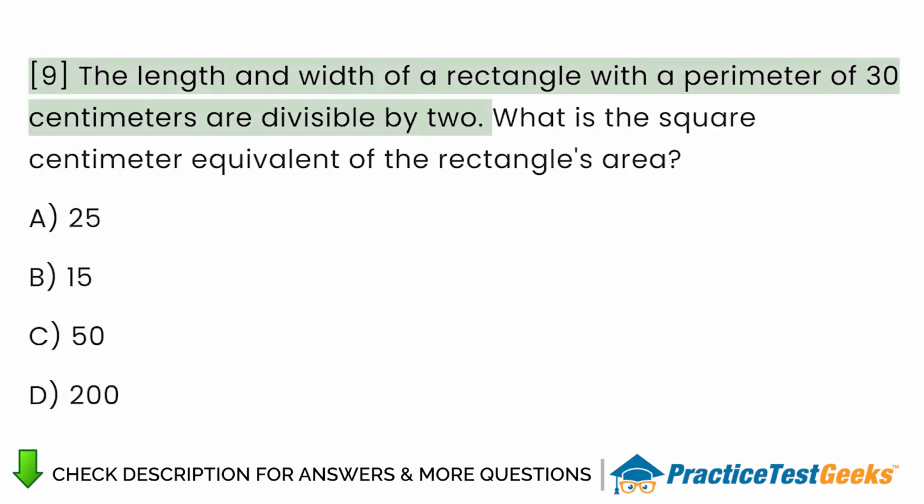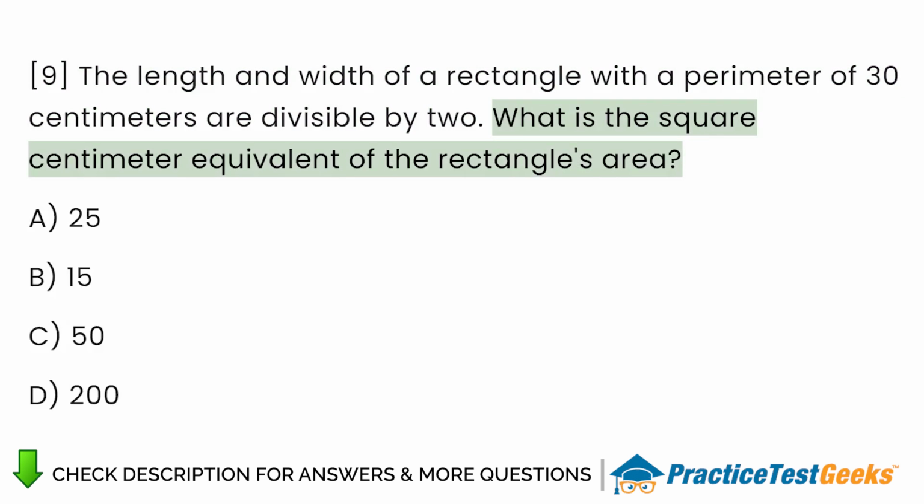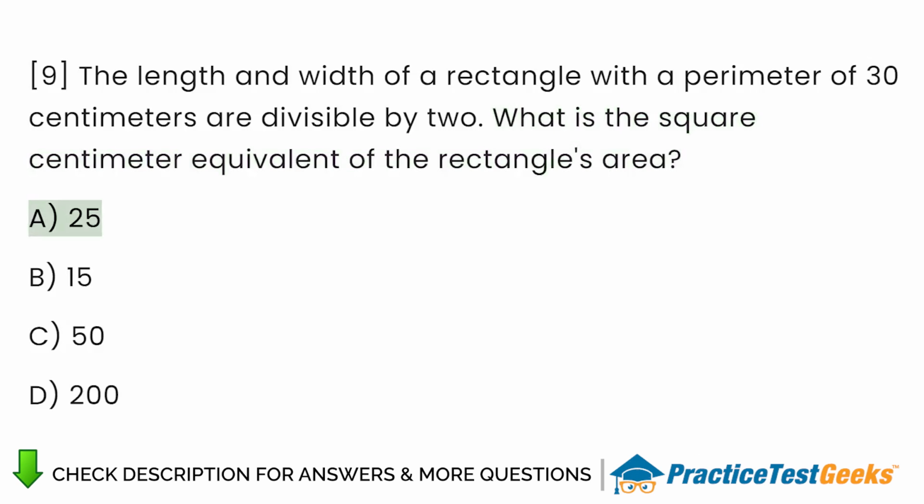The length and width of a rectangle with a perimeter of 30 centimeters are divisible by 2. What is the square centimeter equivalent of the rectangle's area? A. 25. B. 15. C. 50. D. 200.